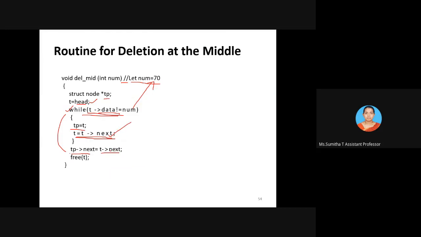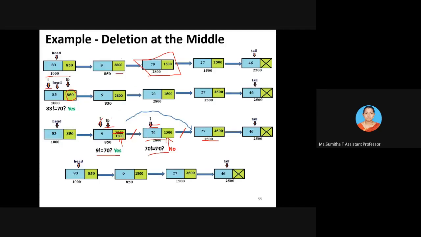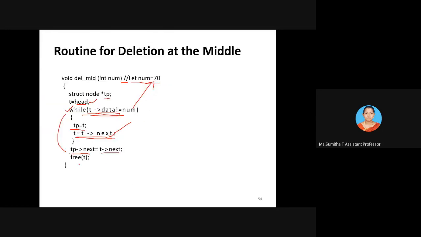So there is no link between the second node and the third node, because I'm removing the address of the third node and replacing it with the fourth node. So it is directly linked to the fourth node. Now the node is not in the linked list, so I can free that particular node. This is the process to delete a particular node in the middle.